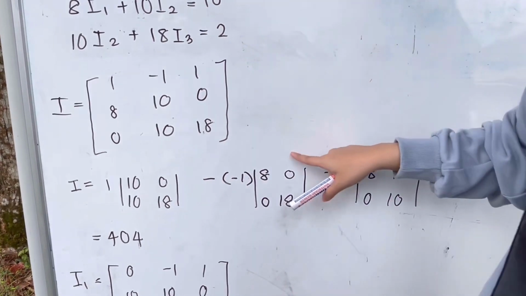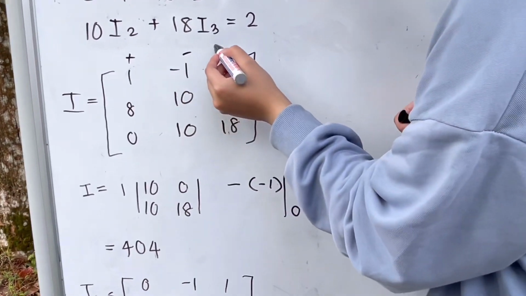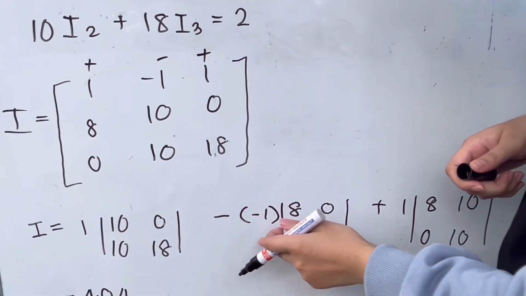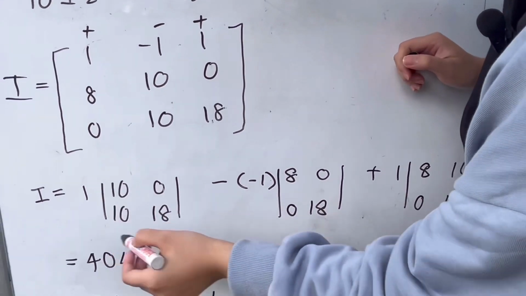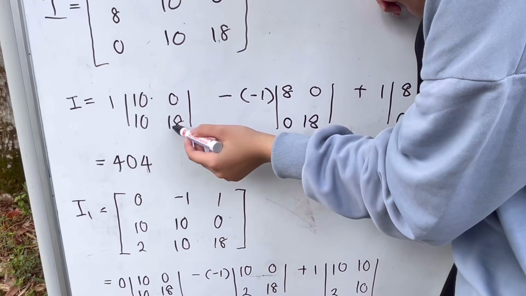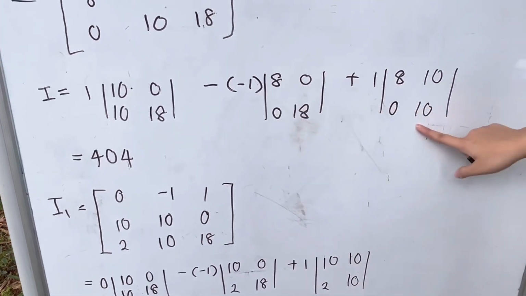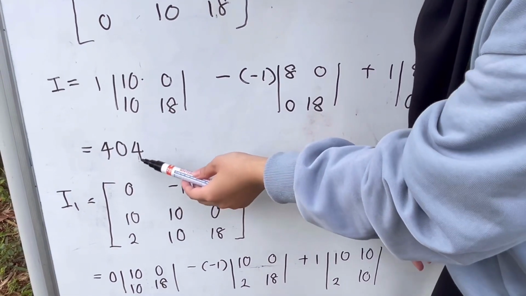And do the same thing with this. And then we know that the signs are positive, negative, positive, which is negative, negative, so we will get positive. And then in this determinant, 10 times 18 minus 10 times 0, and also do the same thing and we will get 404.